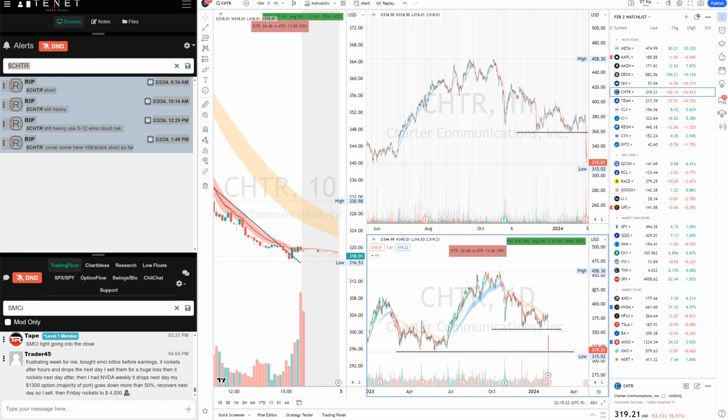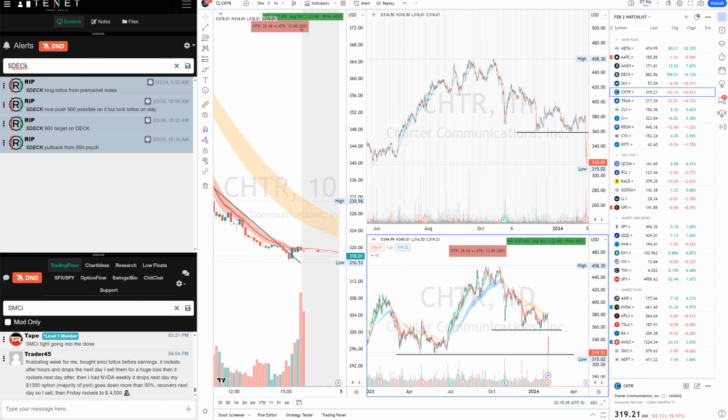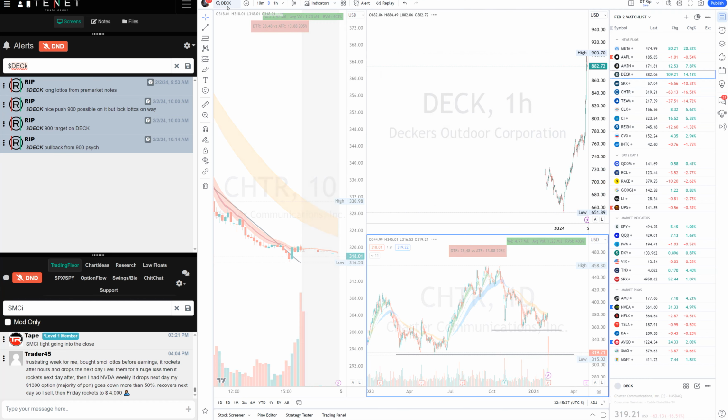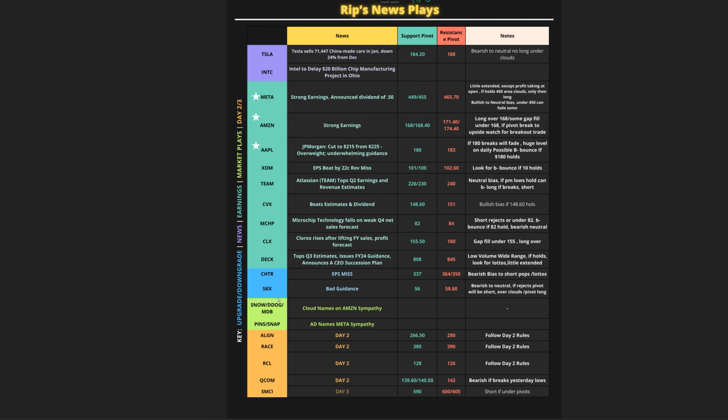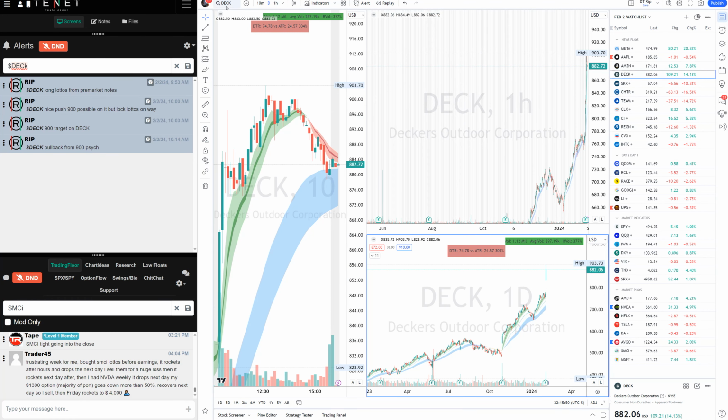There's nothing in between. You can clearly see. All right, let's look at DECK, guys. DECK, I gave the plan. What was the plan on DECK I gave in the pre-market? DECK was simple: low volume, wide range. If it holds, look for longs, upside pivot 845, and what happens?